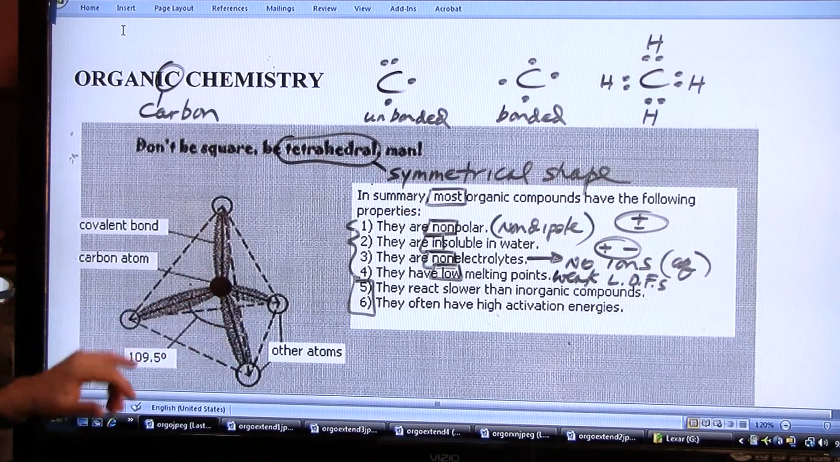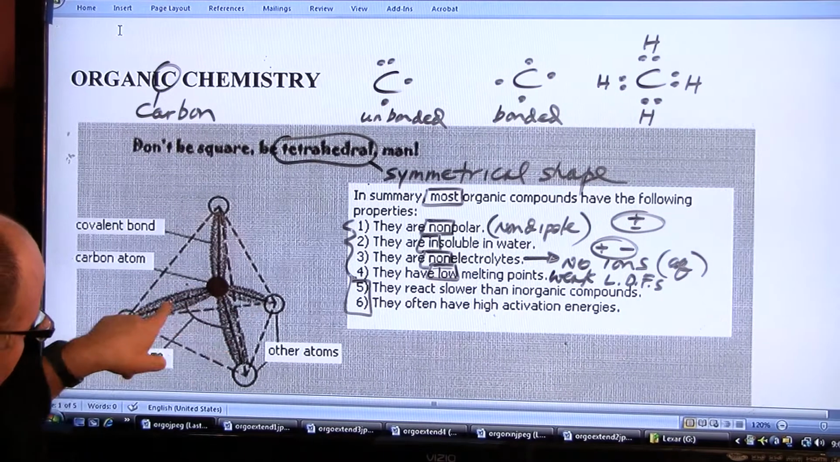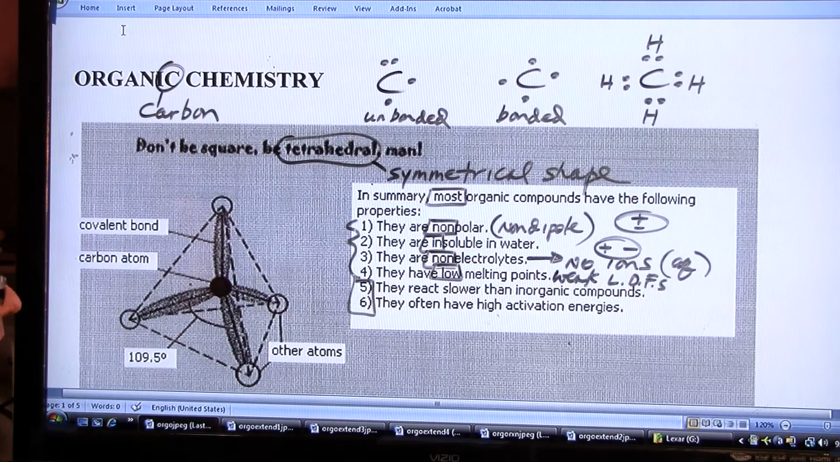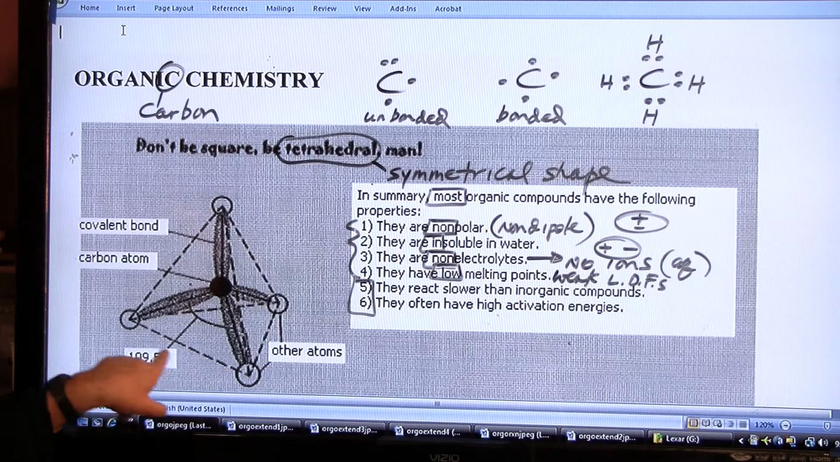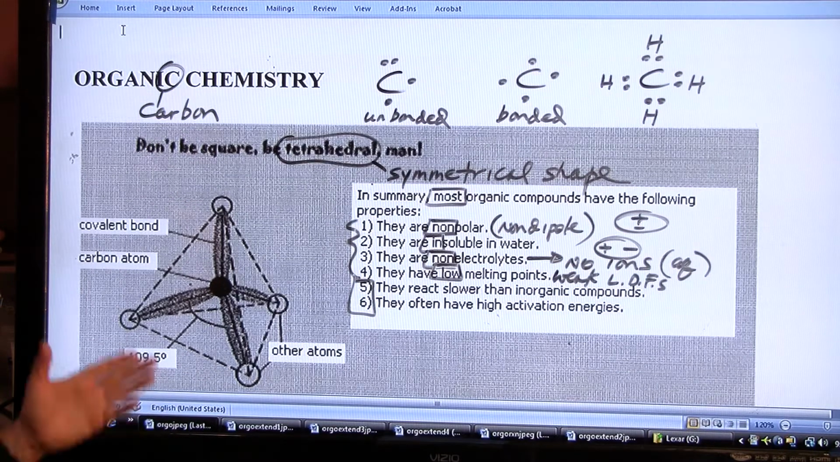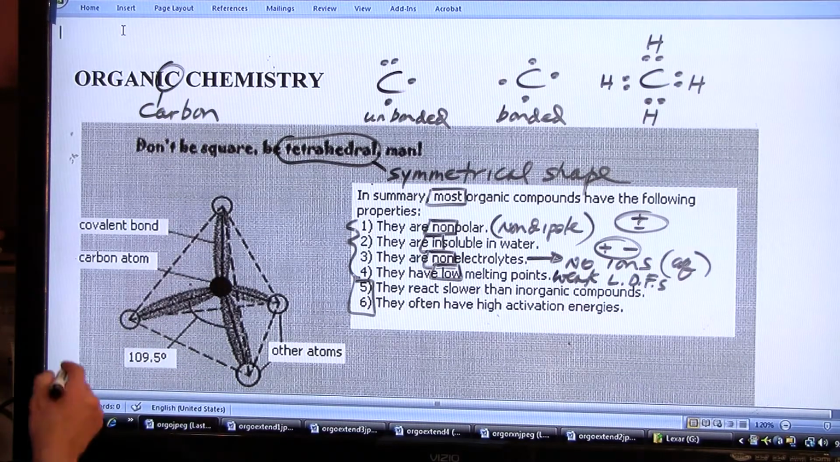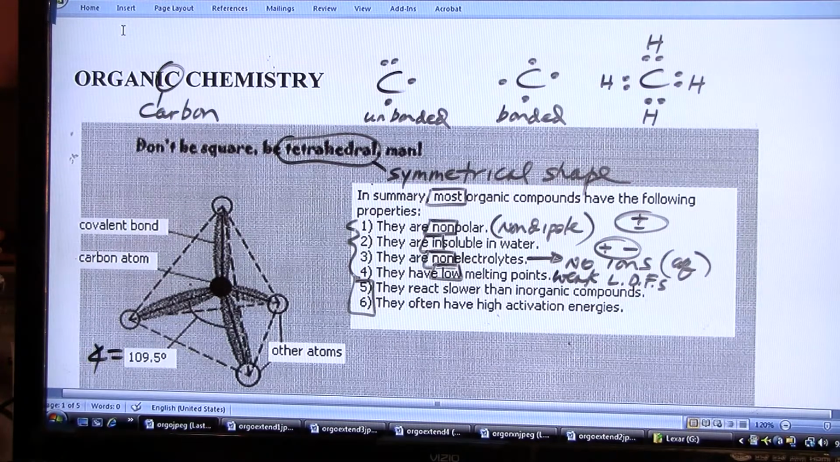And here's the carbon in the center, and the covalent bonds projecting from that at an angle of 109.5, which is what that tetrahedral angle is all about. But you don't really have to know that. That just came with this illustration.